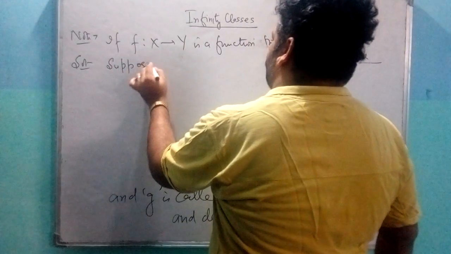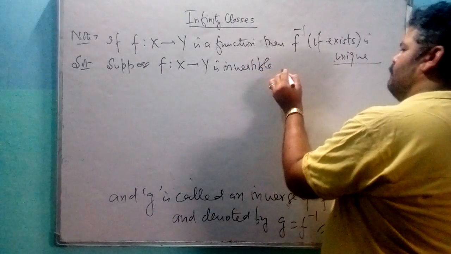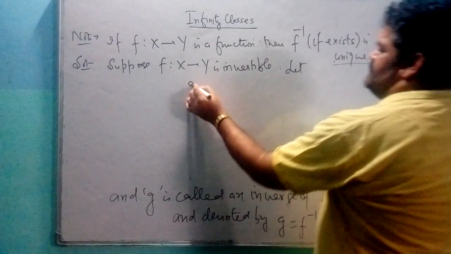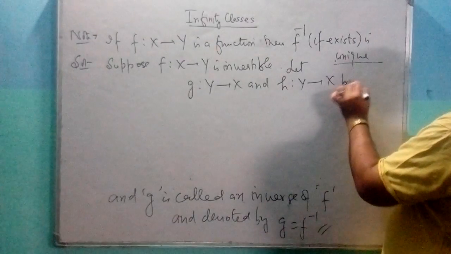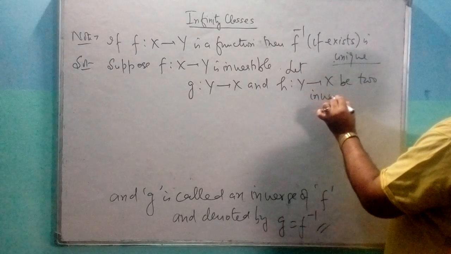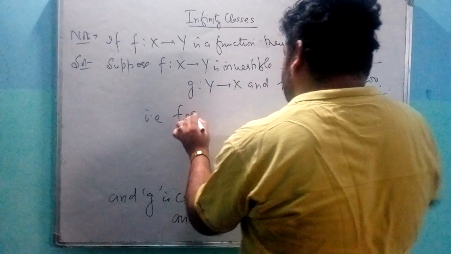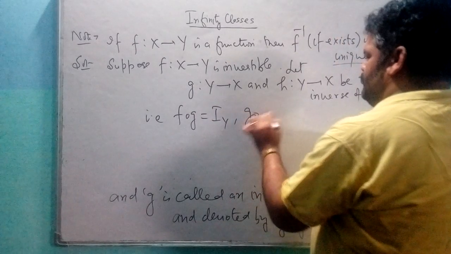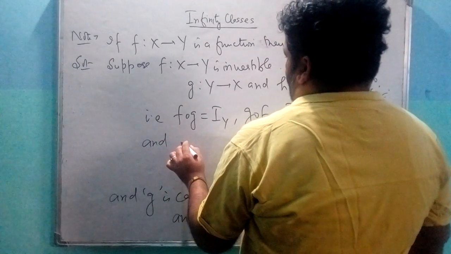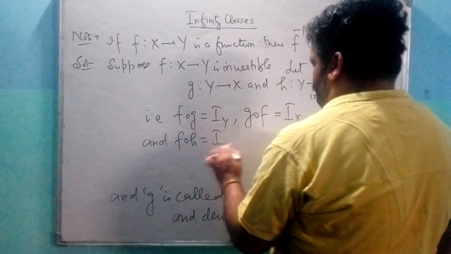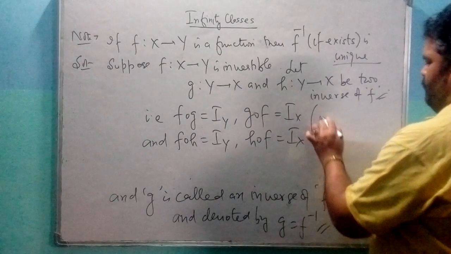Suppose f from X to Y is invertible. Let g from Y to X and h from Y to X be two inverses of f, that is f of g is identity on Y, g of f is identity on X, and f of h is identity on Y, and h of f is identity on X. This is by definition of inverse.